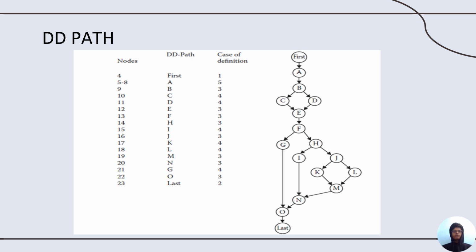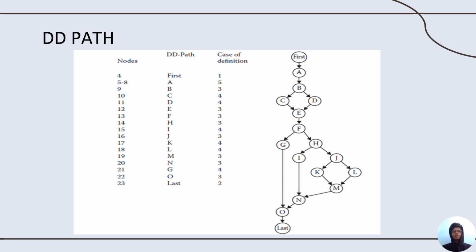So then we have the DD path. Here we can see clearly that we consider 4, that is first, and case definition is 1. So 5 to 8 will be taken as A. We'll combine all these numbers and represent it as A. Then we have 9 as B, 10 as C, 11 as D, and 12 as E, 15 as I, 16 J, 17 is K, 18 is L, 19 is M, then 21 is G. So on, we'll be taking the values.